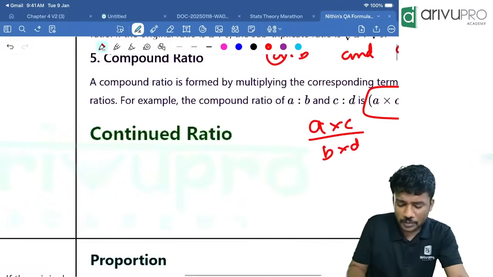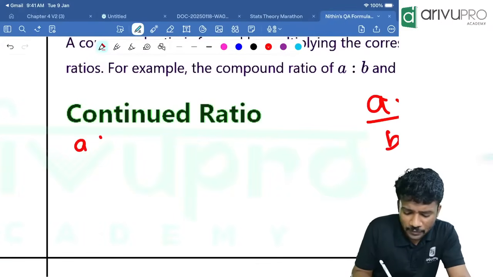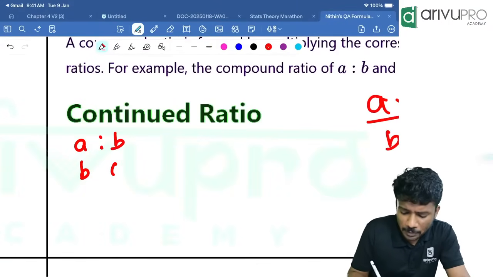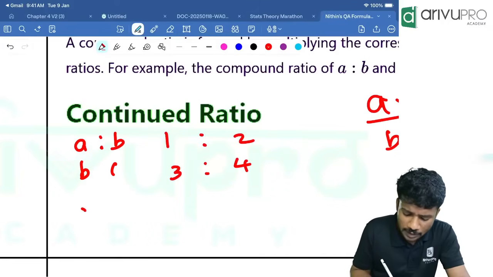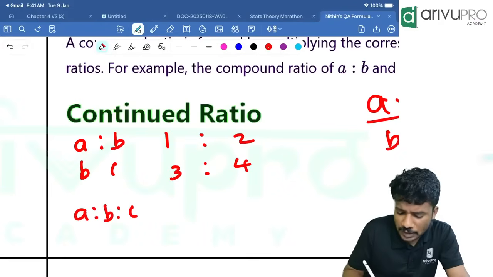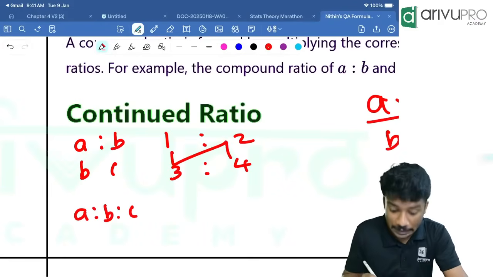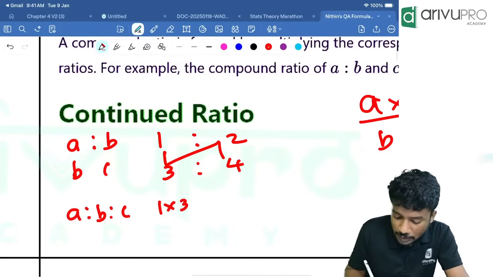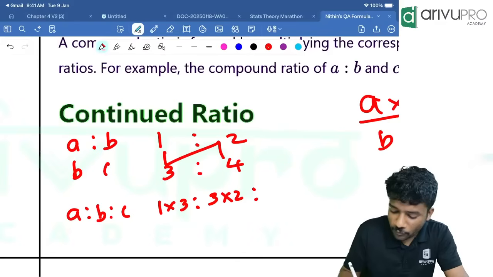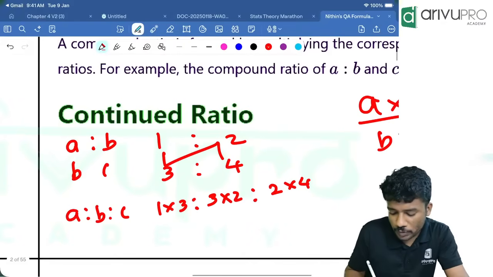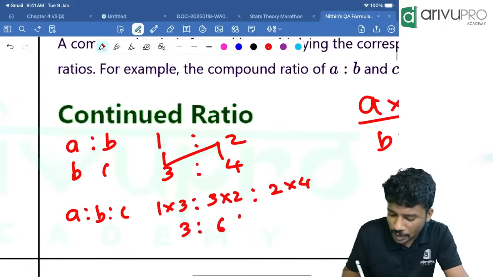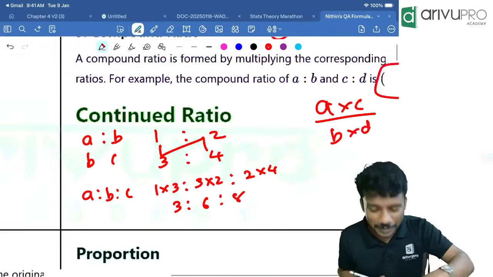Now, continued ratio. What do you mean by continued ratio? If A is to B is given and B is to C is given. For example, 1 is to 2 is given and 3 is to 4 is given. Then what is A is to B is to C? We can write it like this. 1 into 3 is 3. Then 3 into 2 is 6, then 2 into 4 is 8. So the answer will be 3 is to 6 is to 8. Likewise, you can write it, people.